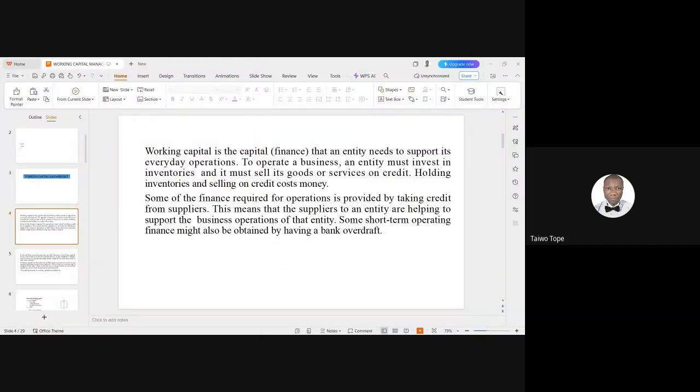And another one is that opportunities to invest in attractive short-term ventures will be lost. When there's an opportunity for you to make use of funds to meet up with an opportunity that just surfaced, and you need immediate cash to ensure that this opportunity does not pass you by, but because you are short of funds, you'll not be able to harness that.